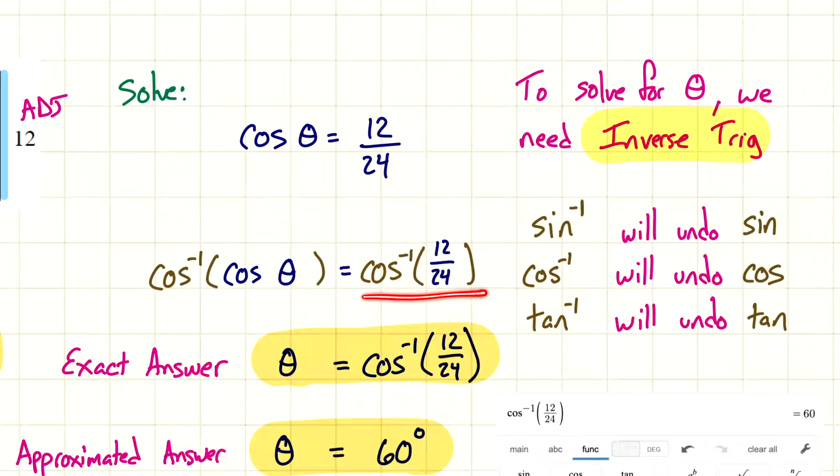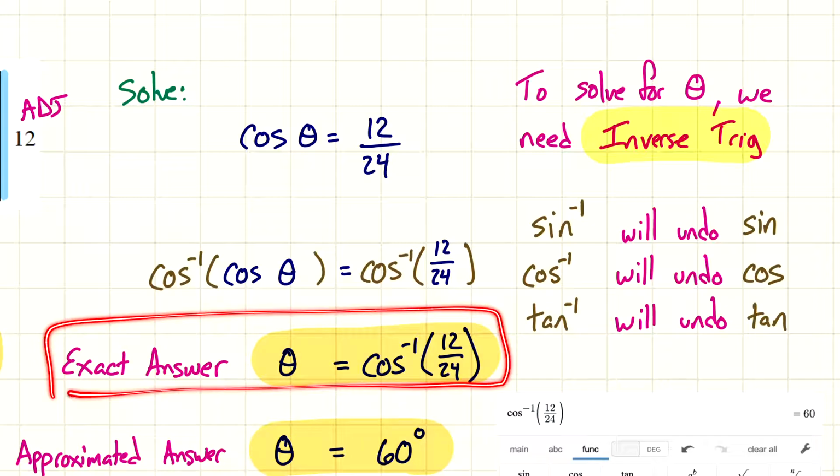But on the right side, the inverse cosine doesn't go away. It doesn't cancel out with anything. So it stays. So my exact answer would look something like this, which is awesome because we're done. We don't need to do anything more. You'll notice we really didn't do any calculations.